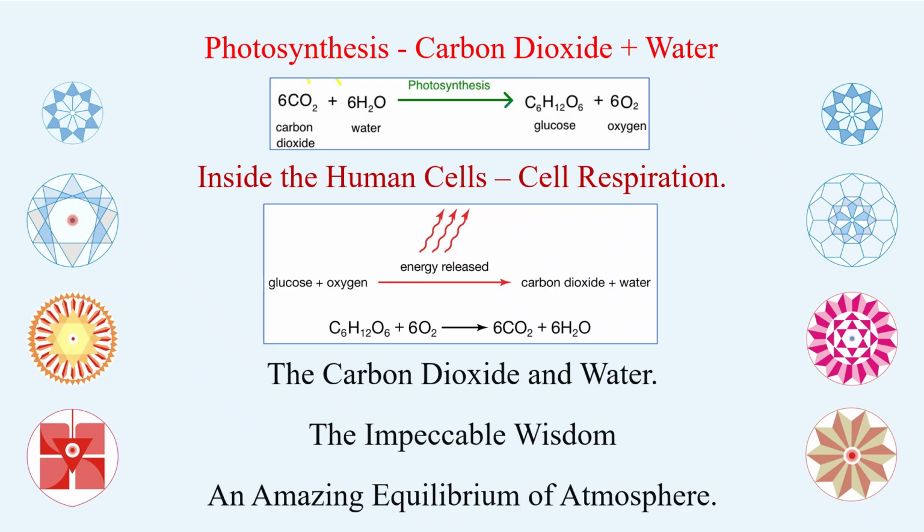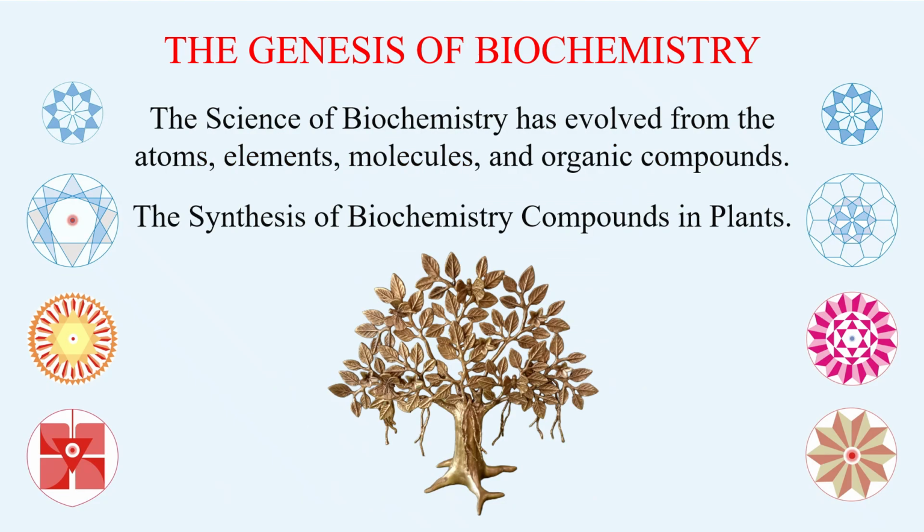Core is divine mathematics as such. Now comes the question of the genesis of biochemistry. The science of biochemistry has evolved from atom, element, molecules, organic compounds, and the synthesis of biochemical compounds, and this is something which I am showing as a plant as such. You can call it Vriksh, which is divine design, which I am going to talk about when I talk about photosynthesis later.